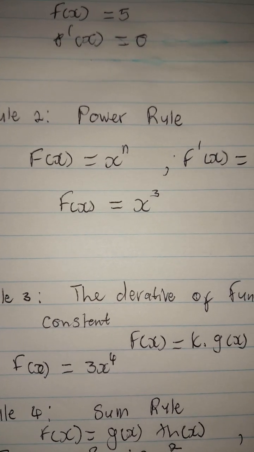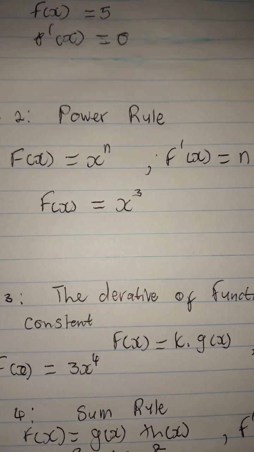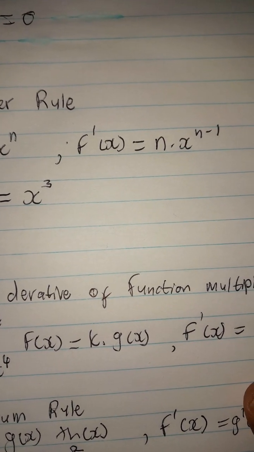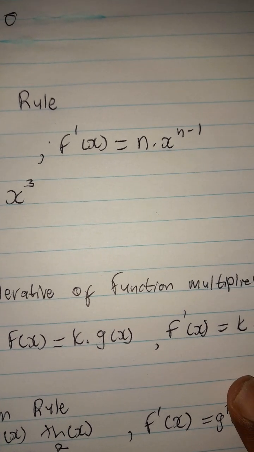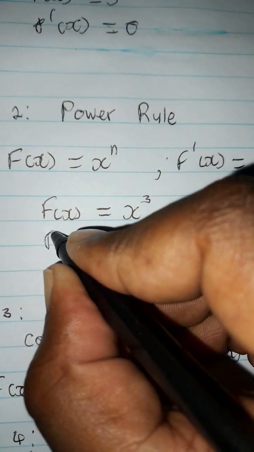Our rule 2 is what we call the power rule. We're given f of x equals x to the power of n. Then we have to derive, in this case, n multiplied by x to the power of n minus 1. How are we going to do that? Let's put this into practice.